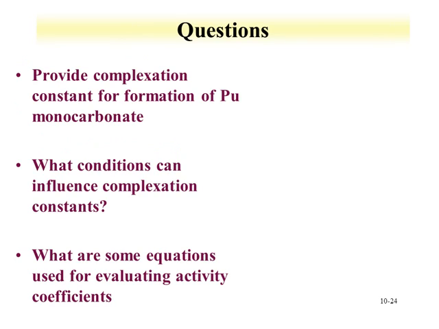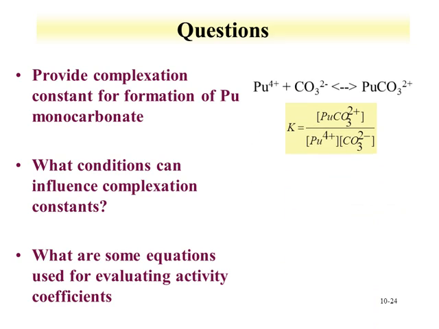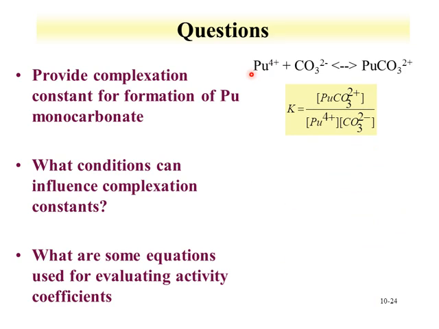Some specific questions you should be able to address based upon the lecture are shown here. For instance, provide the complexation constant for the formation of plutonium monocarbonate. Well, the reaction is shown here, where plutonium interacts with carbonate, forming the plutonium monocarbonate species, and the complexation constant would be the concentration of the plutonium monocarbonate species divided by the concentration of plutonium free times the concentration of the carbonate free.